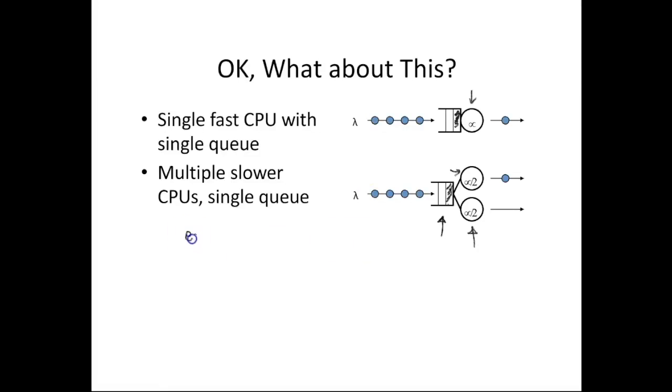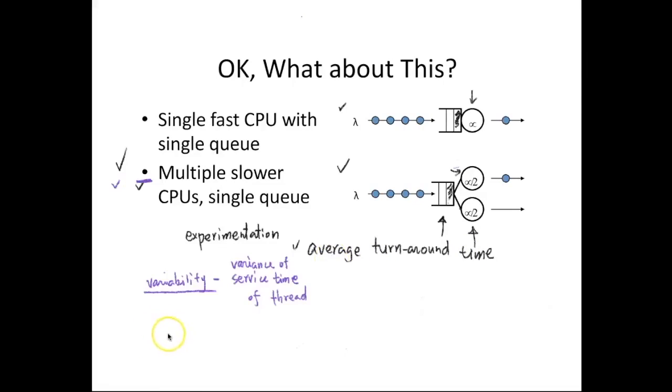If this is the case, which works better? The experimentation reports there's no difference when dealing with average turnaround time, which is a metric that we use to compare the performance of scheduling algorithms. However, when we consider other metrics such as variability, what is variability? The variability is the variance of the service time of a thread.